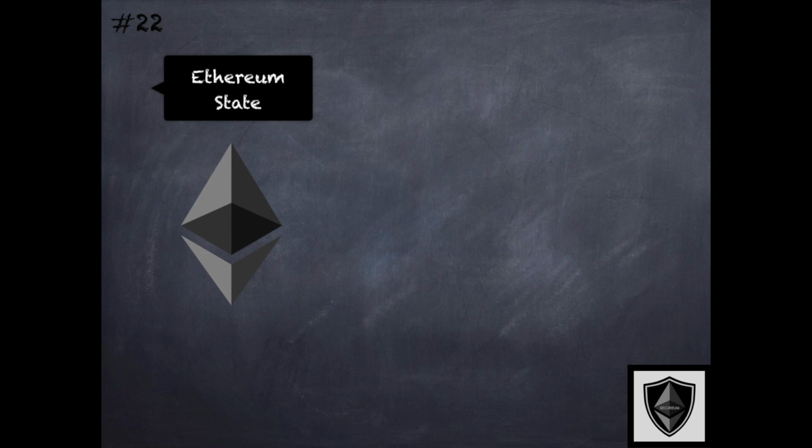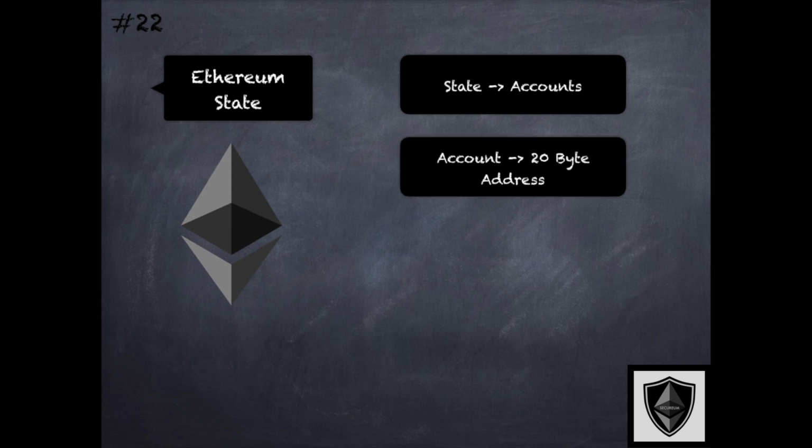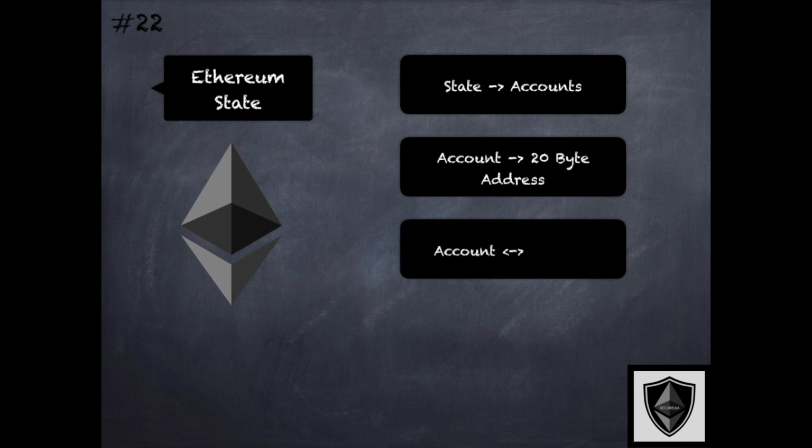Now, let's take a look at what the Ethereum state is. When we talk about the Ethereum state, it's really made up of objects called accounts. And each Ethereum account has a unique address associated with it. And this is a 20-byte address.